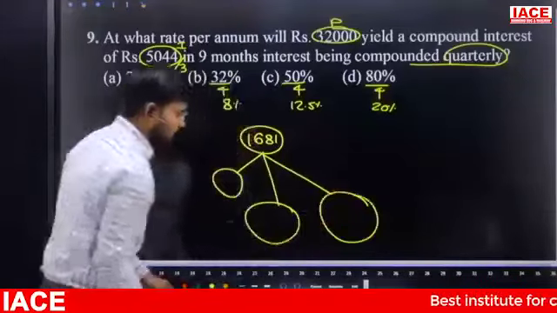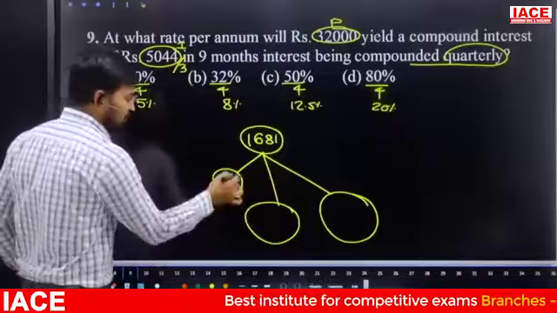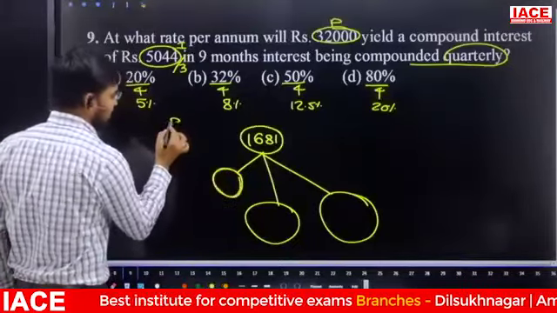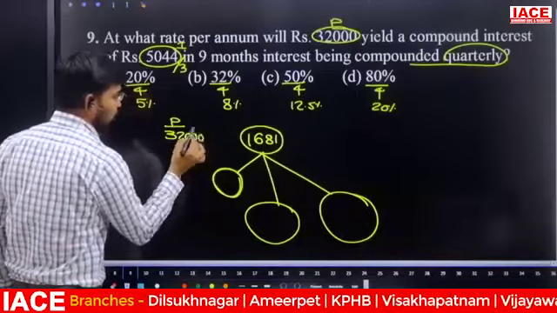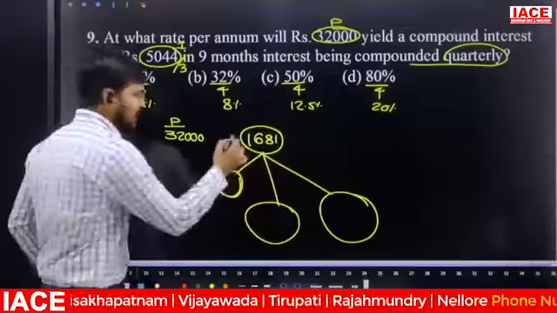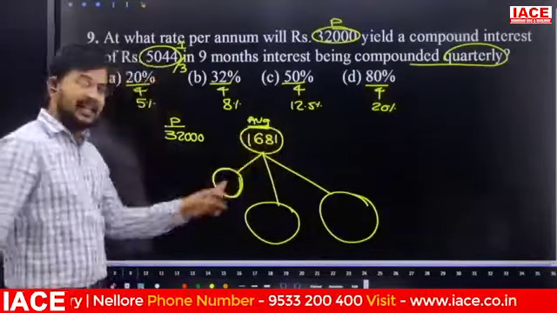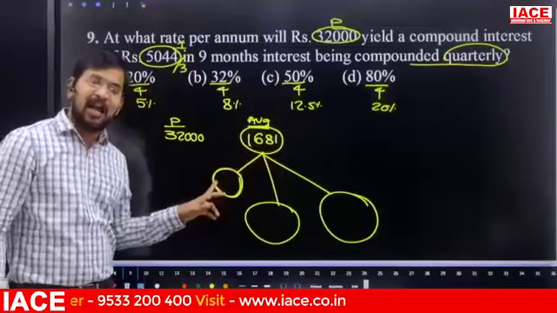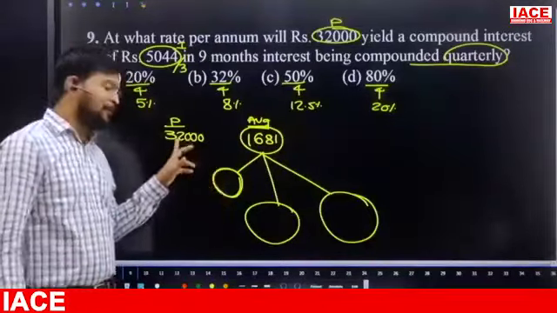The first quarter interest is a little bit lesser than the second quarter interest, but the first quarter interest is always calculated on the principal. The principal is 32,000. So your first quarter interest is less than the average interest, less than 1681, and very close to 1681. That one I have to calculate on the principal.